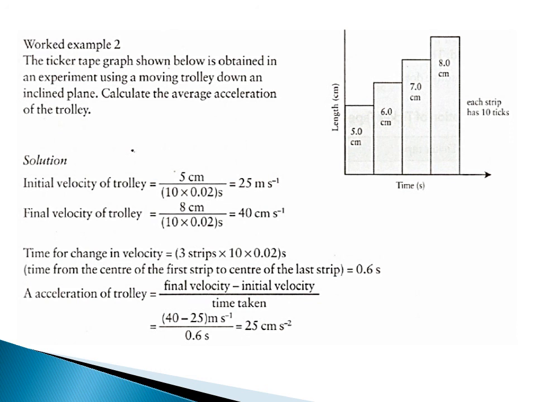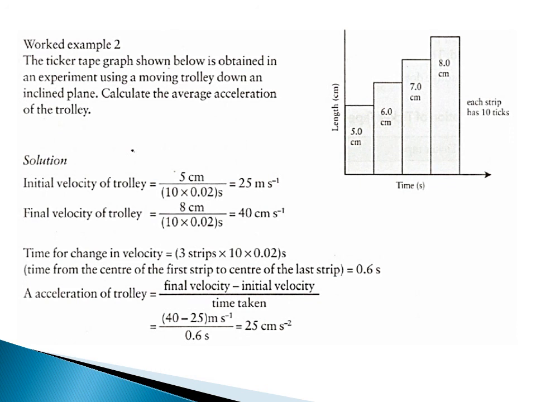Also, they are using the ticker tape graph. The ticker tape graph shown below is obtained in an experiment using a moving trolley down an inclined plane. Calculate the average acceleration of the trolley. Okay, look at the graph. You have the acceleration of a moving trolley from 5 to 8 cm. So you can see the strips are increasing. That means the speed or the velocity of the trolley is increasing.